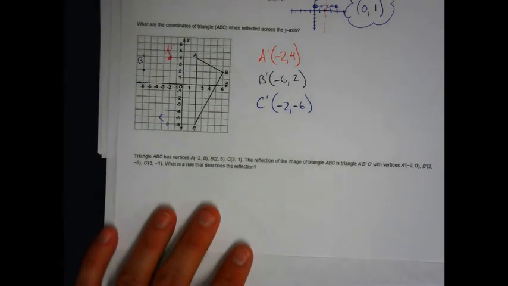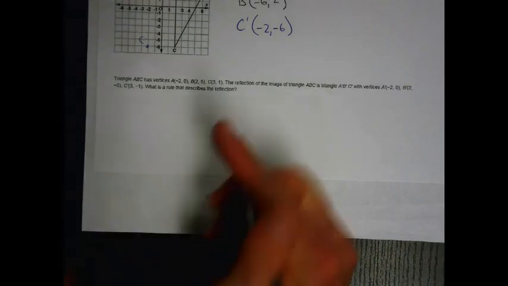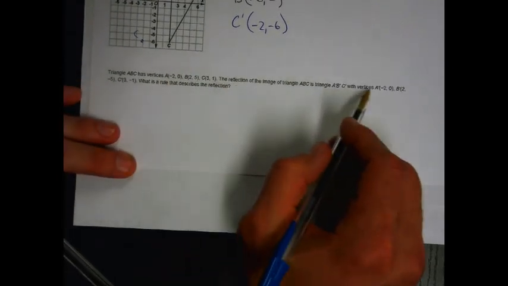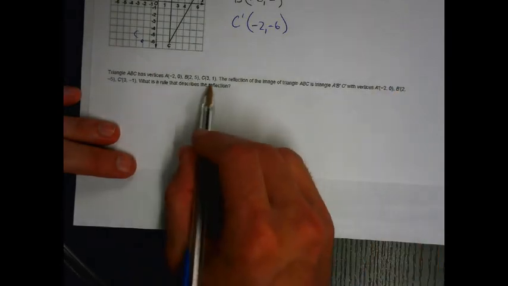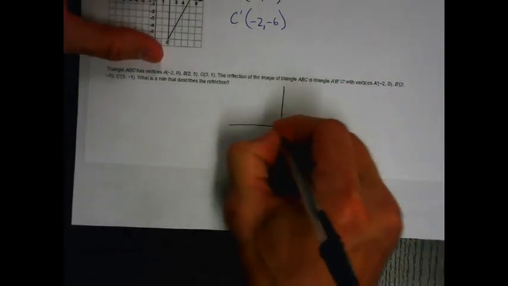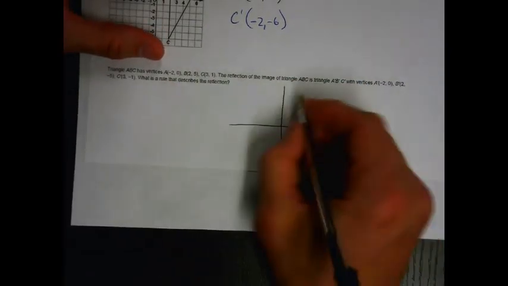Here we go. Next question. Last one. Triangle ABC has vertices A, B, and C. The reflection of the image has these vertices. What is a rule that describes the reflection? Whoa. That is a crazy question. I love it. You know what you can do? Draw a picture. Give yourself a picture. I love this question.